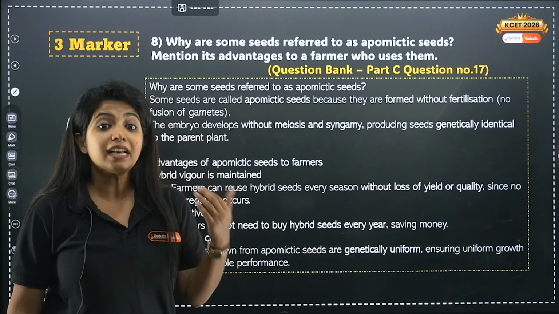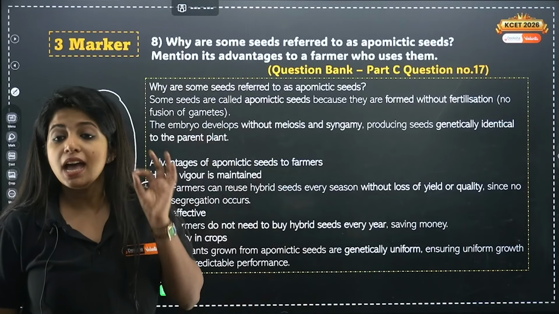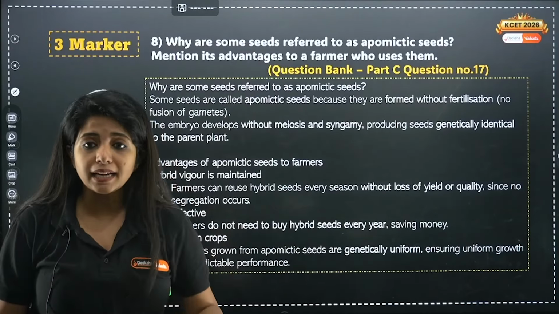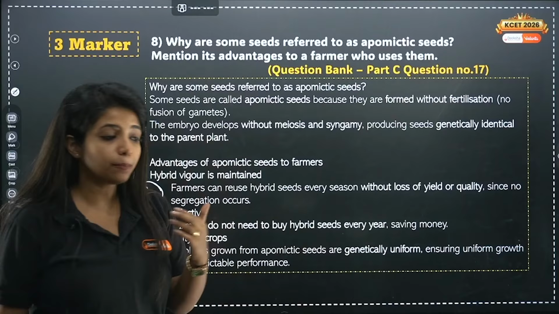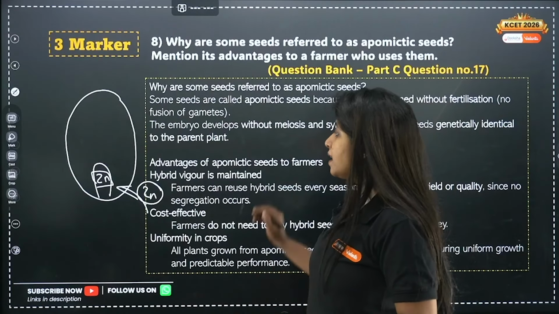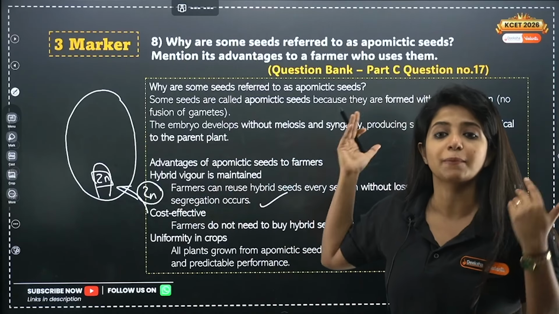This is also termed as asexual mode of reproduction. It is usually seen in grasses and Asteraceae. It is genetically identical to the parent plant, which is exactly why farmers use them. Why? Suppose a farmer is having a good plant and now wants to create clones of this particular plant, then in that case the hybrid nature is being maintained, which is why you can choose the apomictic seeds.